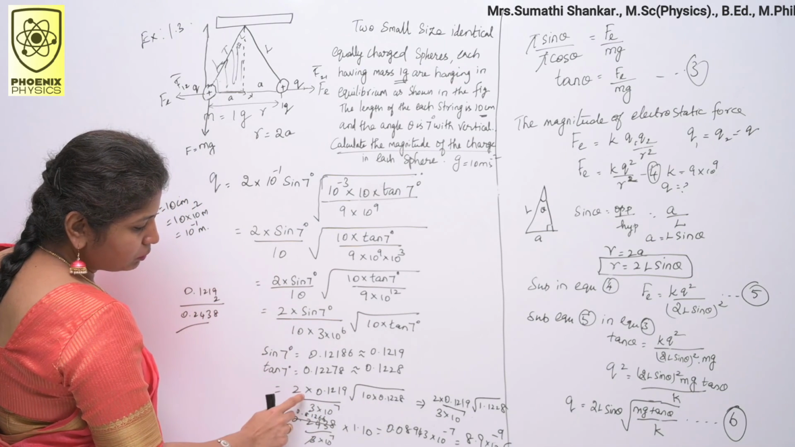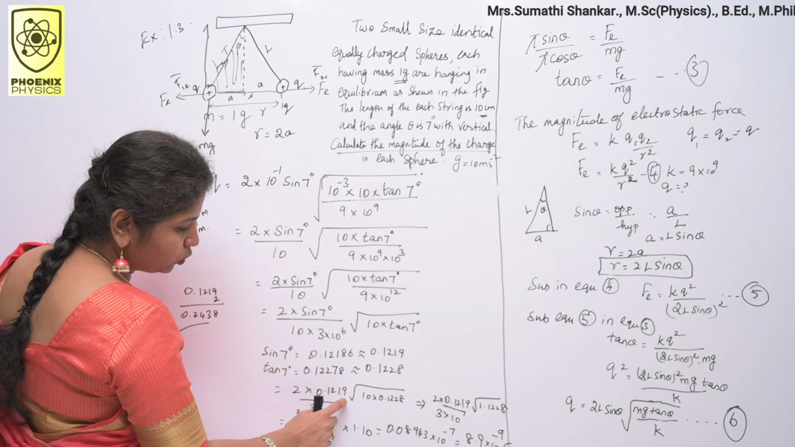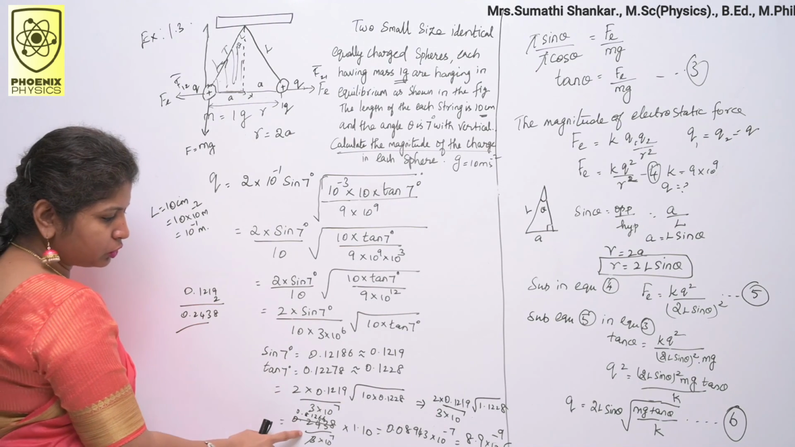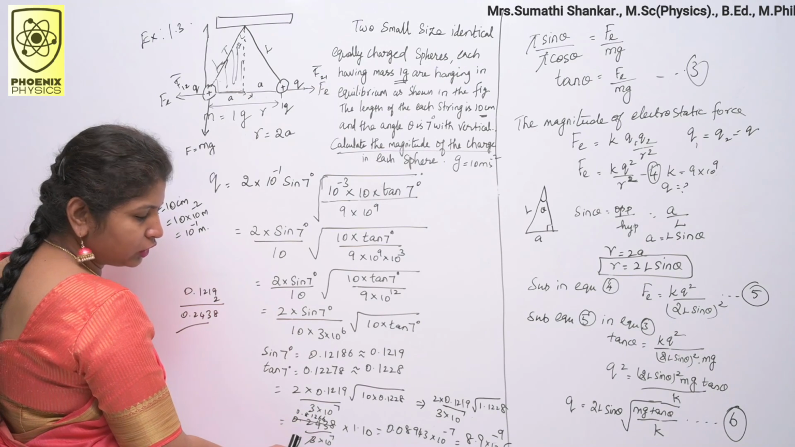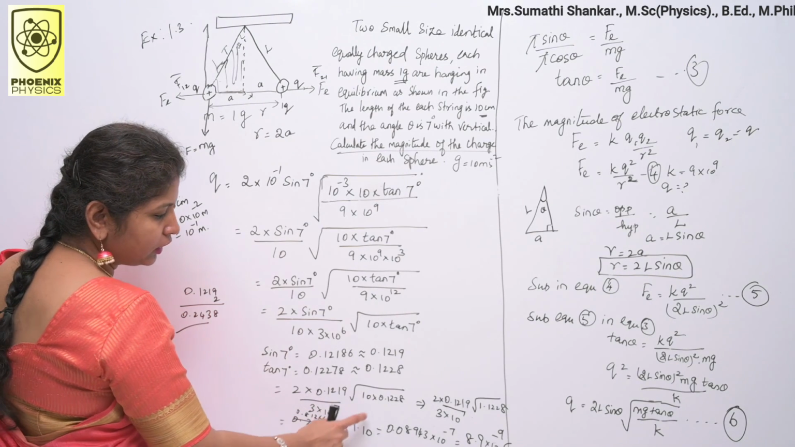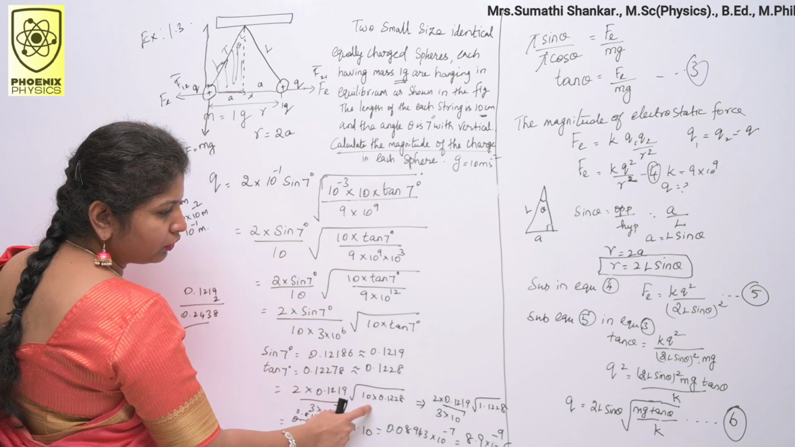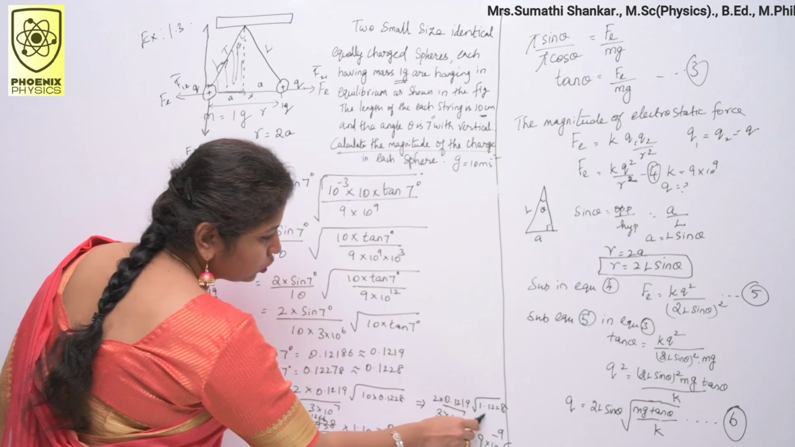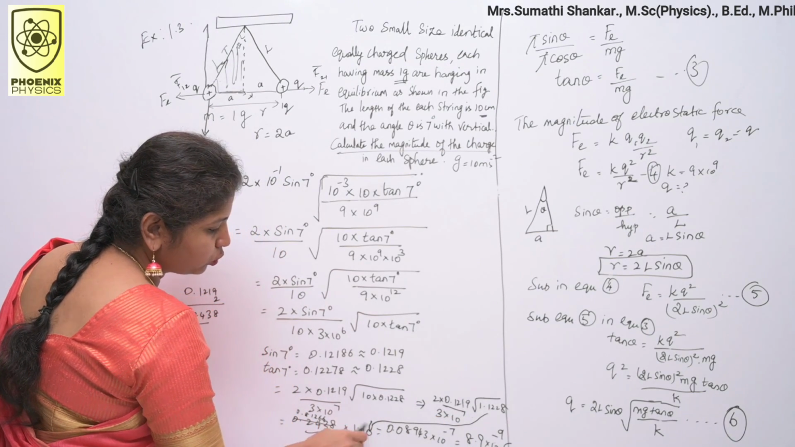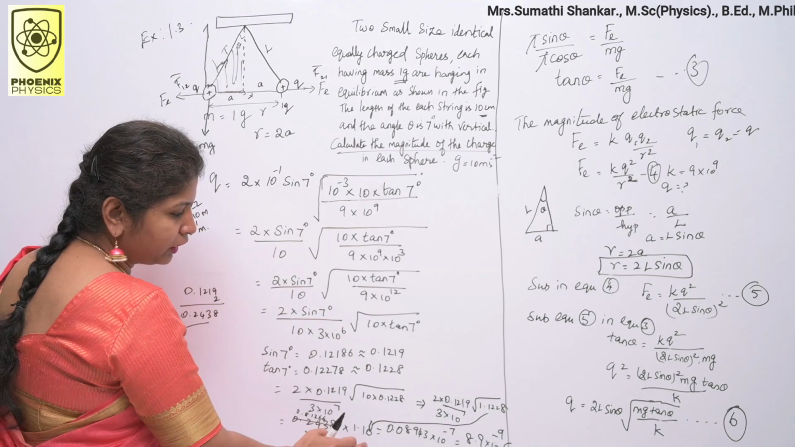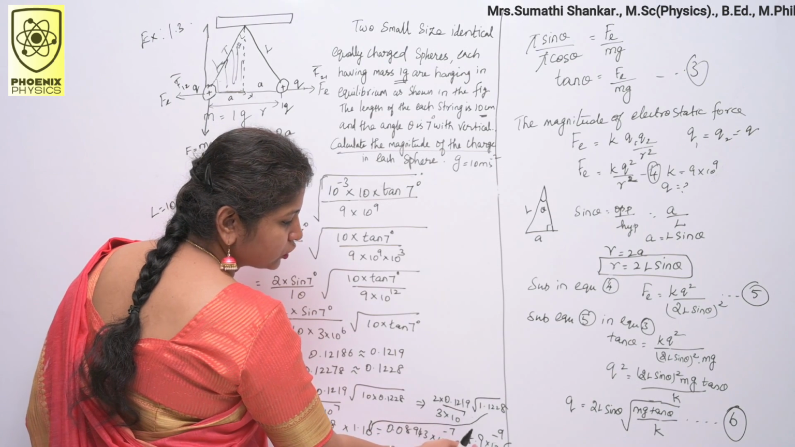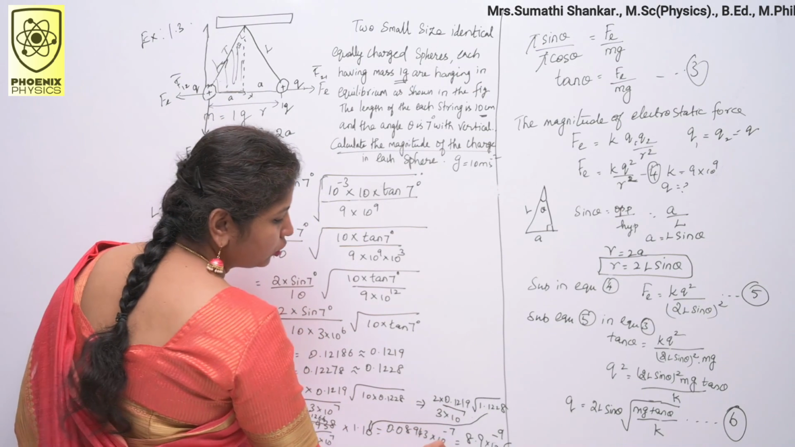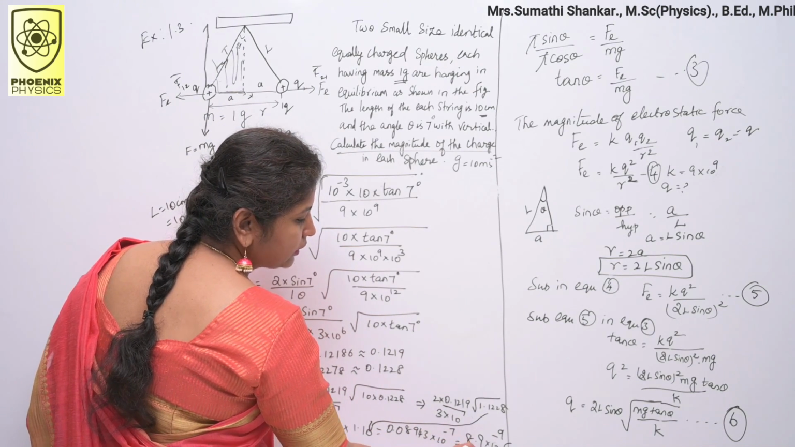Here just multiply 2 into 0.1219. 2 into 0.1219 means 0.2438. Substitute the value, divided by 3 into 10 to the power 7. Cancel this. Here find out the root value. I got the value as 1.10 for this square root value. Just multiply this. You can get the answer as 8.9 into 10 to the power of minus 9 coulomb, or you can write 8.9 nano coulomb.